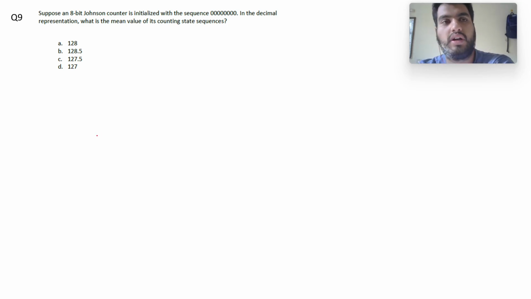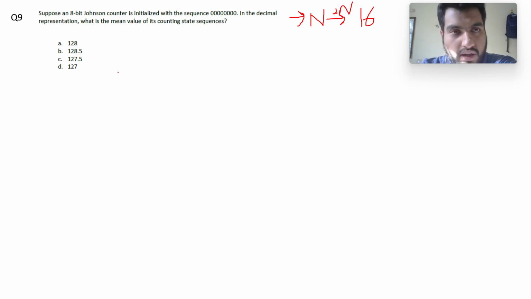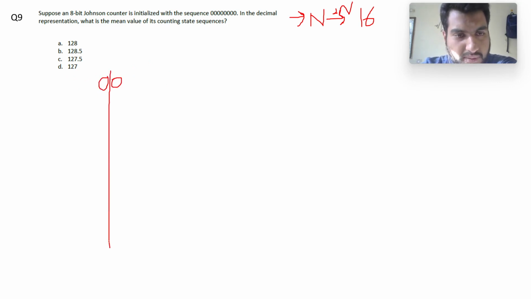So Johnson counter, which is also known as twisted ring counter, is already mentioned. If it's an n-bit Johnson counter, it consists of n flip-flops and it will count 16 states, that is 2n. So our first state is 0, 0. Let me just separate them.